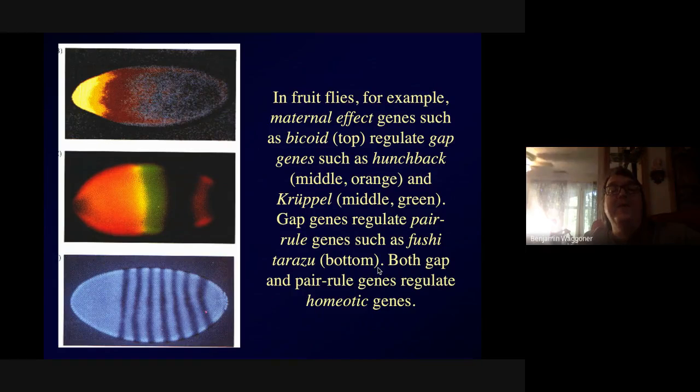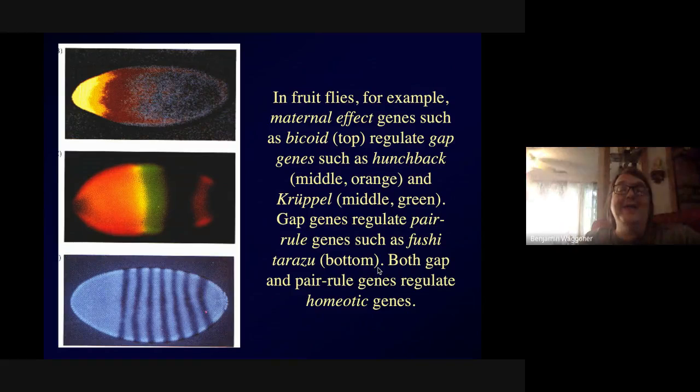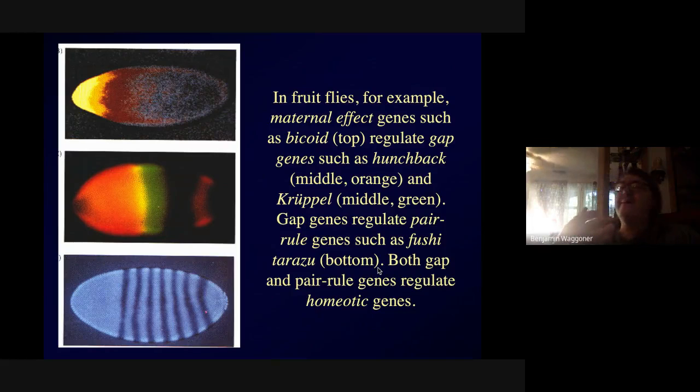Down there in the middle, that's an embryo that's been stained for the protein products of the hunchback gap gene in orange and the Krupel gap gene in green. And you can see a yellow zone, which is where they're both being expressed. And then the gap genes regulate so-called pair rule genes that start laying down segmentation, like the gene Fushitarazu, which has been stained down there. So hopefully you can get some sense of how these specify some very basic architecture of the embryo.